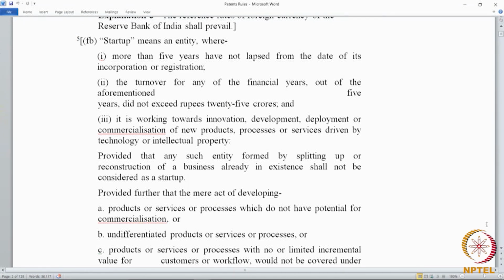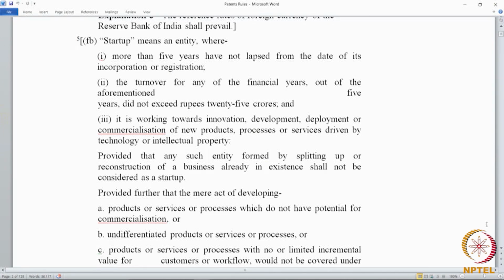Two, the turnover for any of the financial years out of the aforementioned 5 years does not exceed rupees 25 crores. There is a cap on the turnover in the 5 years of its existence, it should not exceed 25 crores. Three, it is working towards innovation, development, deployment or commercialization of new products, processes or services driven by technology or intellectual property. Now, this is the third requirement.